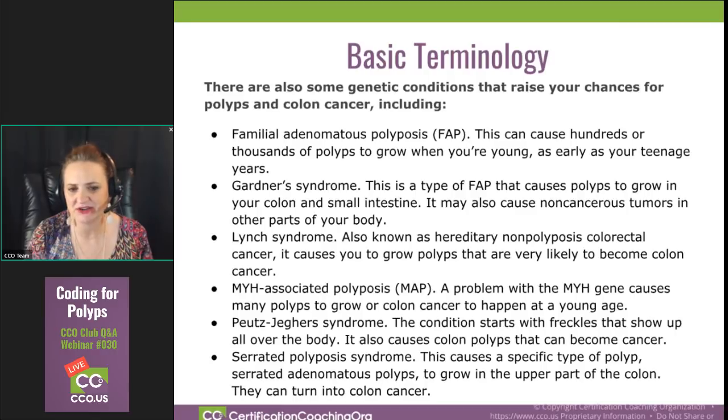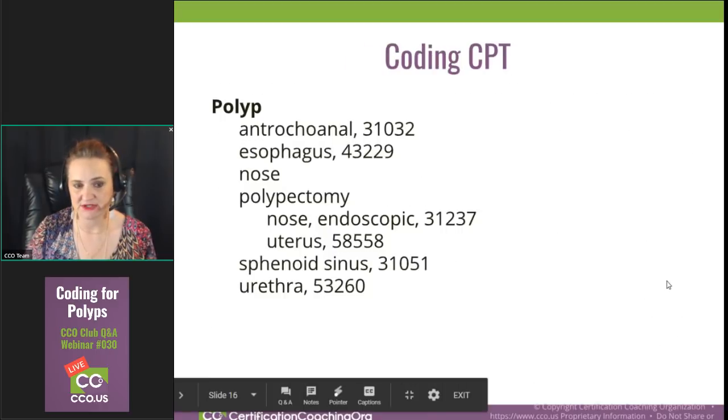Let's see, I think that's Jeghers syndrome. That's not one I'm very, very familiar with. And serrated polyposis syndrome, which you've already seen some of those terms that we've talked about. So those are conditions that make you more susceptible to having polyps that are cancerous.